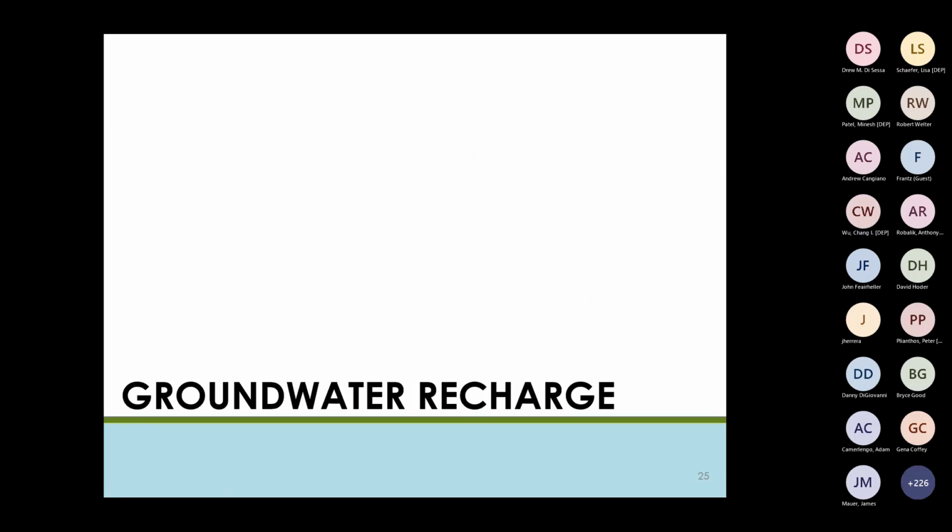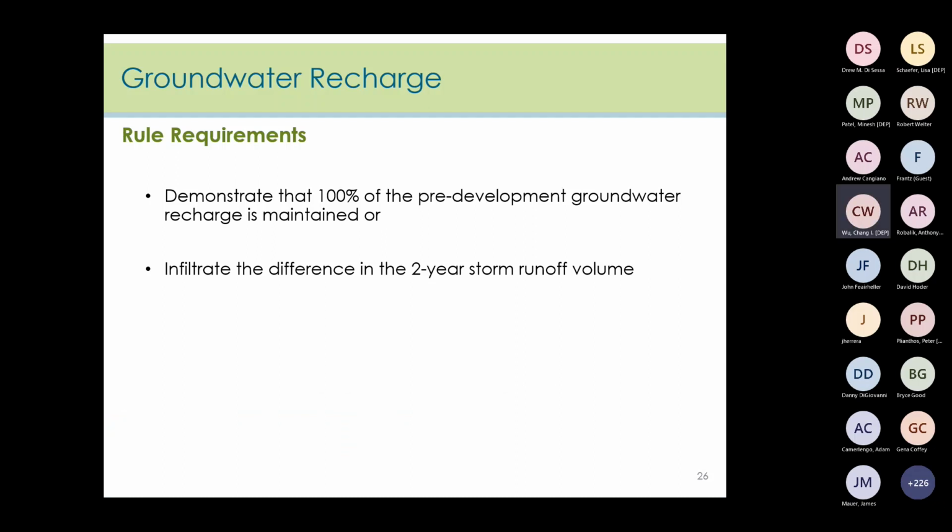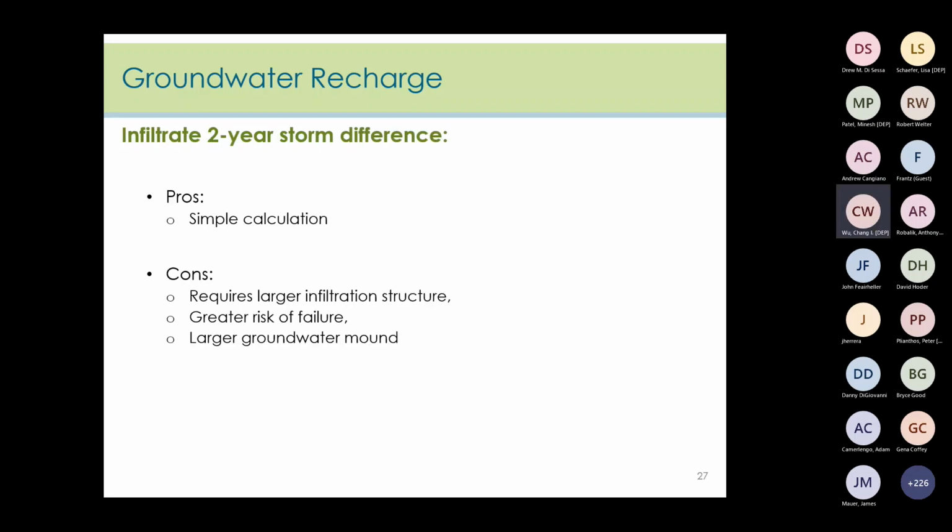Next, I would like to discuss groundwater recharge. The rule requirements are either one, demonstrate that 100% of the pre-development groundwater recharge is maintained, or infiltrate the difference in the 2-year runoff volume. Let's talk about the second one because that's much easier to meet. It's a simple calculation. When you do the water quantity, you certainly know the pre- and post-development 2-year storm volume. So you can simply design a BMP that accommodates the volume difference in the 2-year storm.